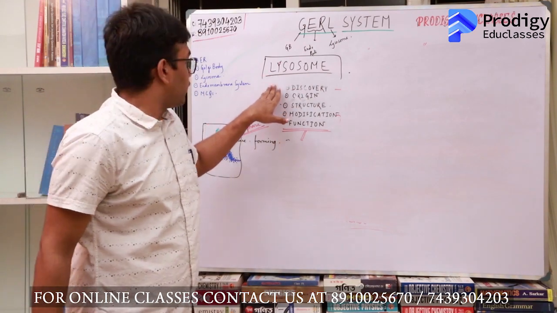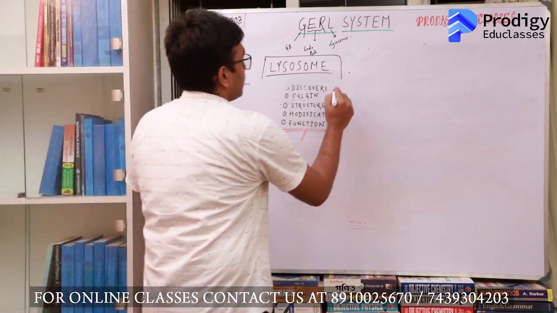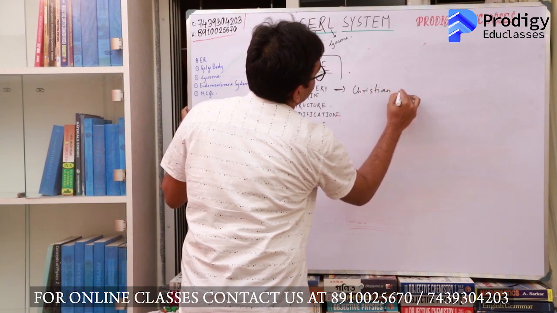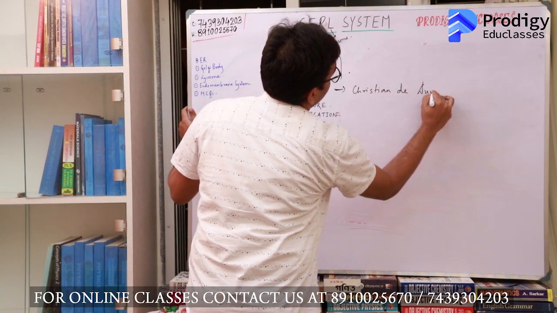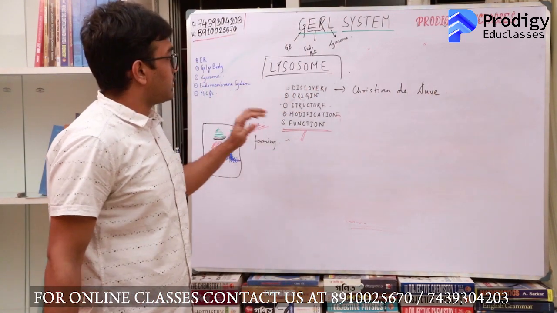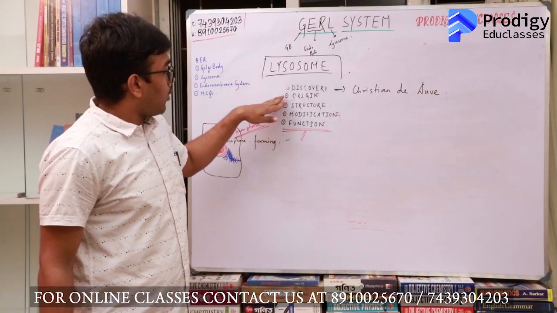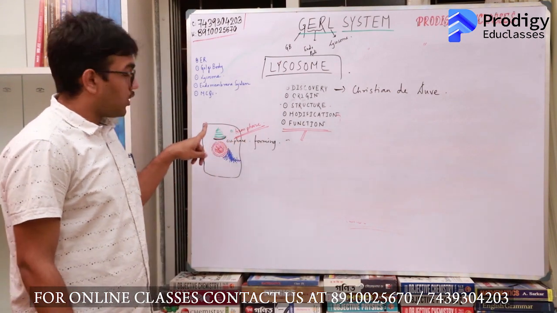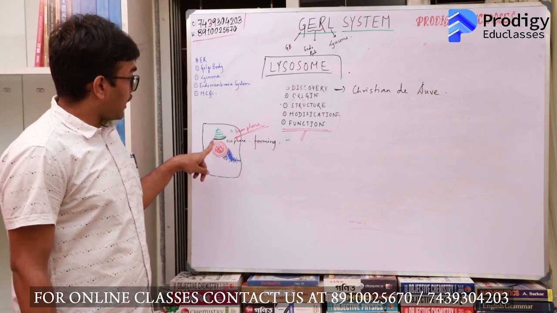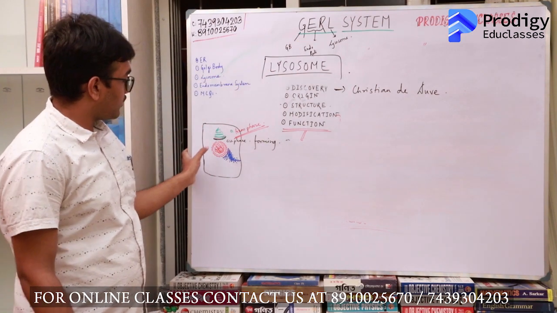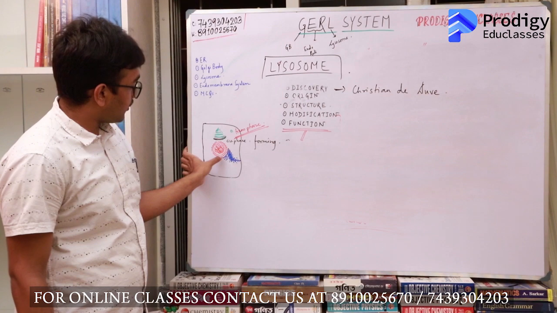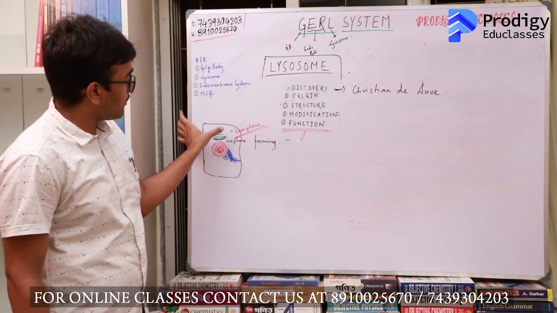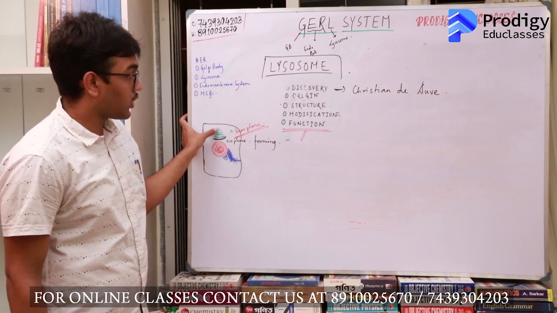If you look at a lysosome, it was discovered by Christian de Duve. Now coming to the origin of lysosome, the lysosome originates from the Golgi body. So now you can hopefully form the link of the GERL system, where endoplasmic reticulum is formed from nuclear membrane, Golgi body is formed from endoplasmic reticulum, and a lysosome is formed from the Golgi body.